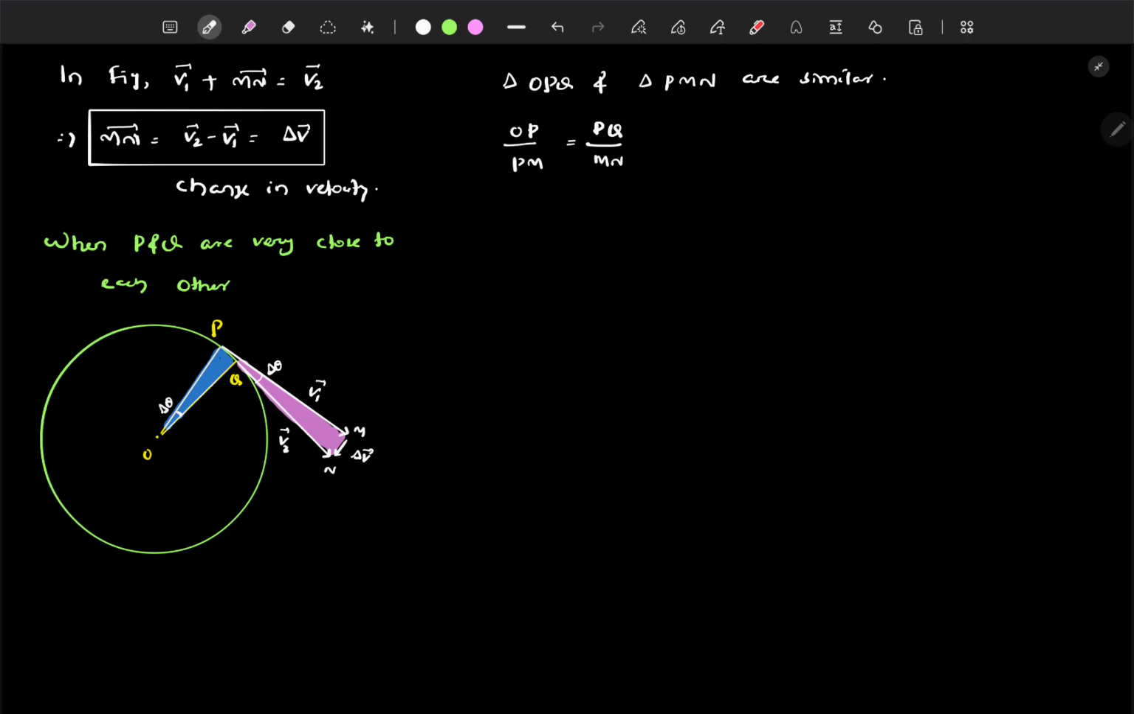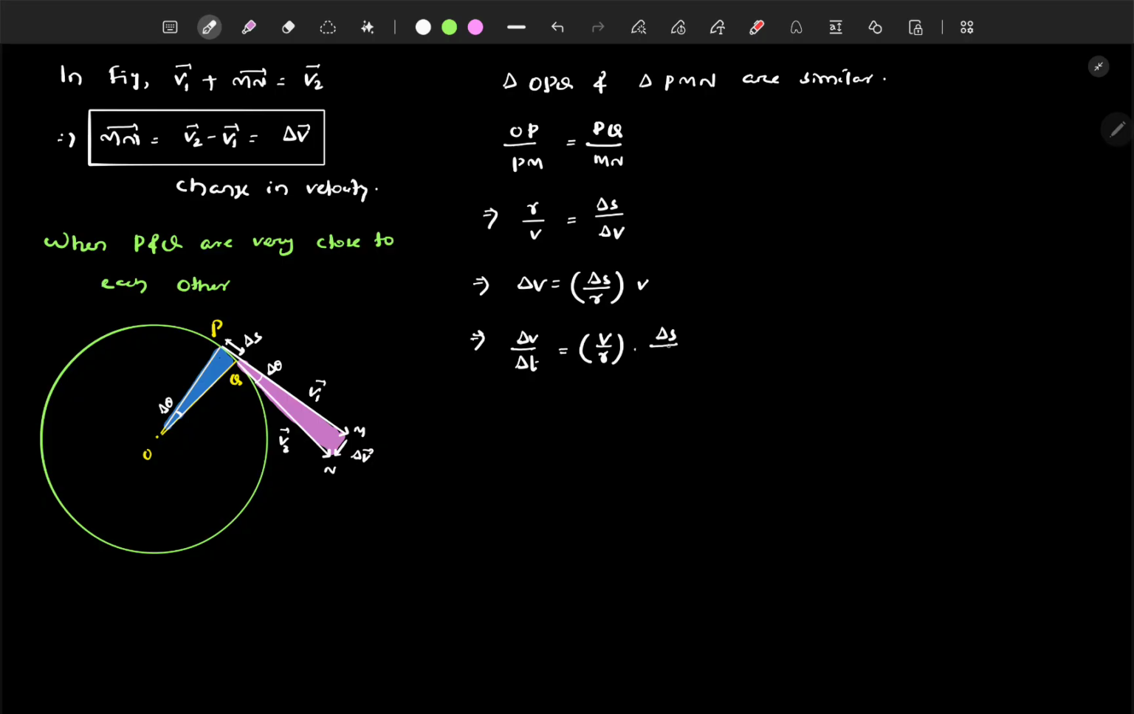यस। तो फ्रॉम सिमिलरिटी कंडीशन OP का वैल्यू क्या है, मैग्नीट्यूड लिखेंगे हम लोग, R। डिवाइड बाई PM का वैल्यू V, वेक्टर का मैग्नीट्यूड V, PQ का वैल्यू डेल्टा S, एंड MN दैट इज योर डेल्टा V। PQ क्या था हमारा, डेल्टा S, वी हैव डिस्कस्ड इट। अच्छा, फ्रॉम दिस वी कैन राइट डेल्टा V इज इक्वल टू डेल्टा S बाई R इंटू V, which implies we can write delta V by delta T is equals to V by R into delta S by delta T.